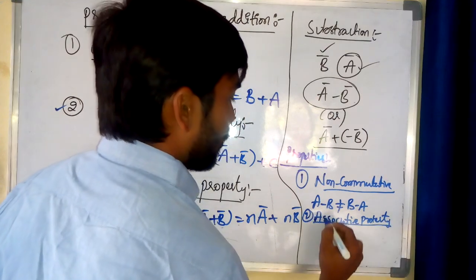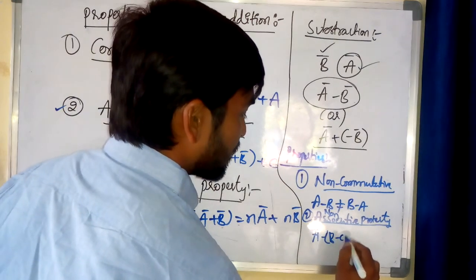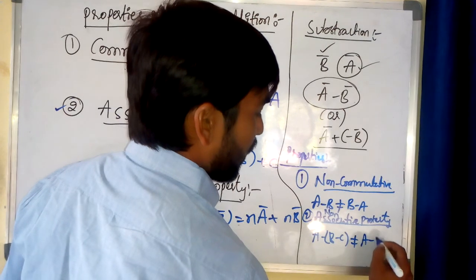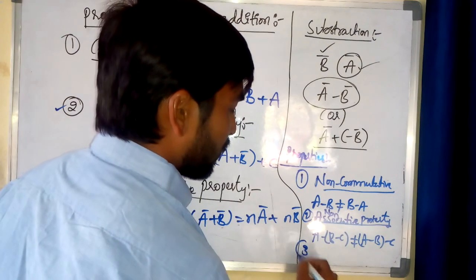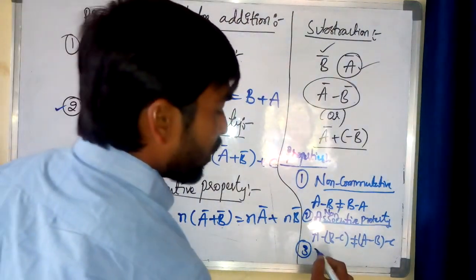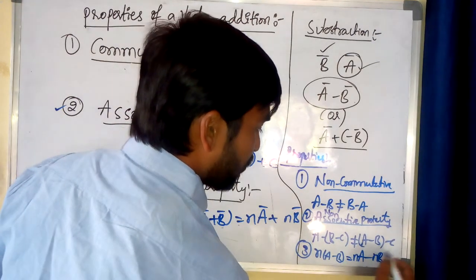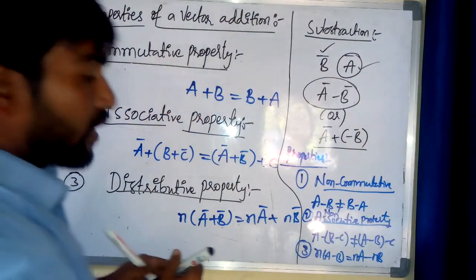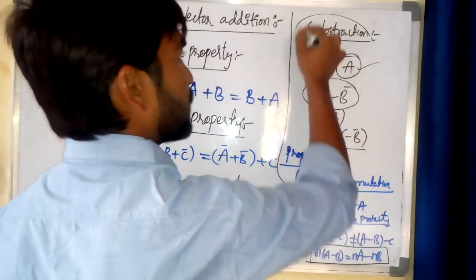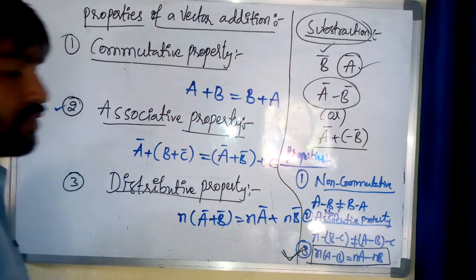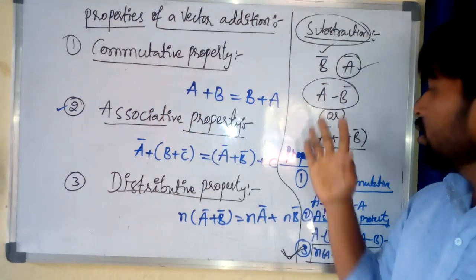This is also non-associative, because A minus B minus C is not equal to A minus B minus C grouped differently. At the same time, the third one is the distributive property, because n of A minus B is equal to n into A minus n into B. Only the distributive property is satisfied by vector subtraction.